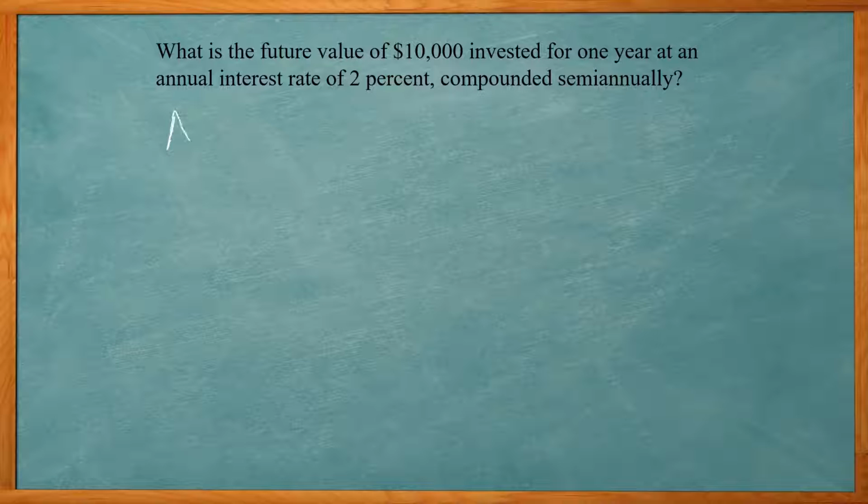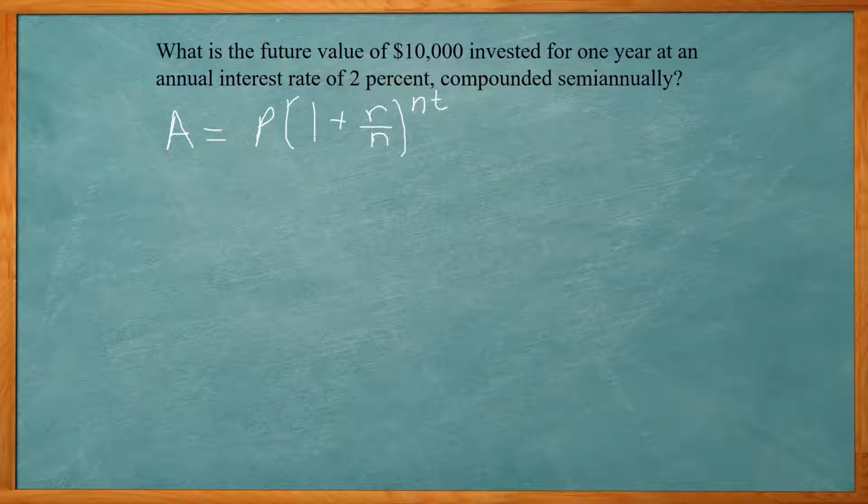And that is A equals P times parentheses 1 plus R over N, to the N times T power. So A is your future value, P is your principal, your starting amount, R is your annual interest rate, N is your number of compounding periods per year, again, number of compounding periods per year, N, and T is how many years.